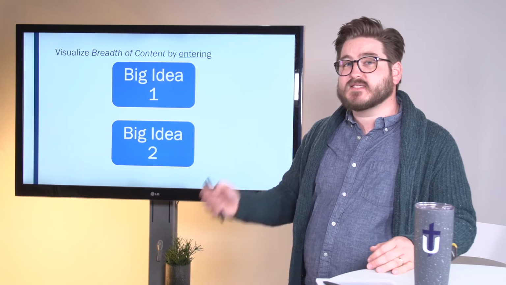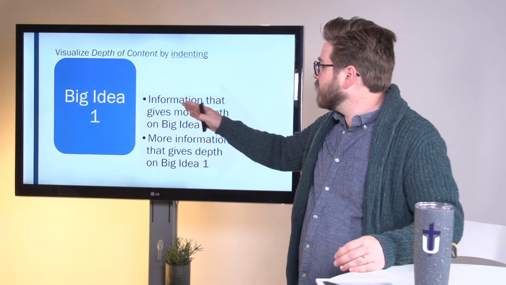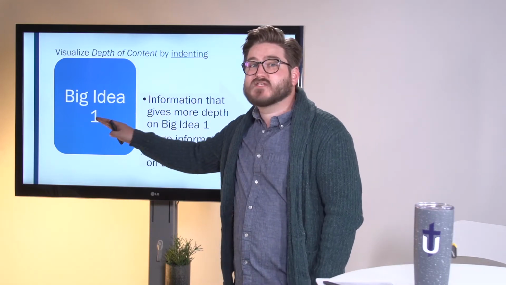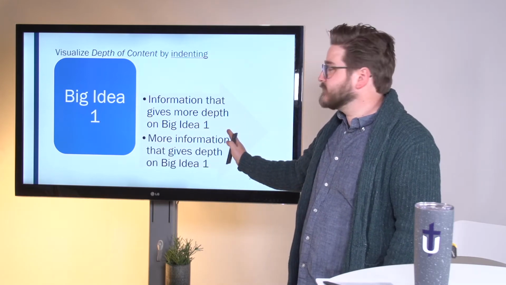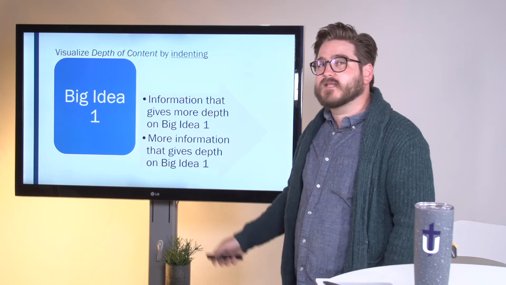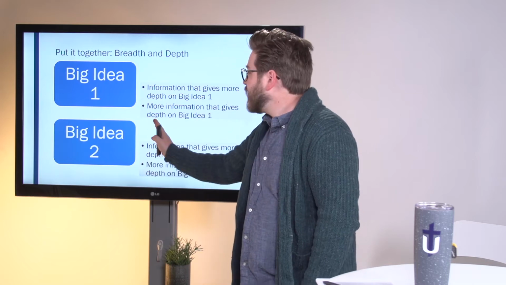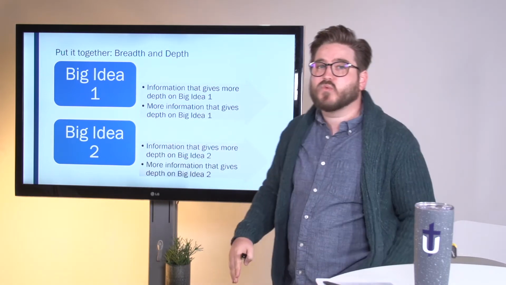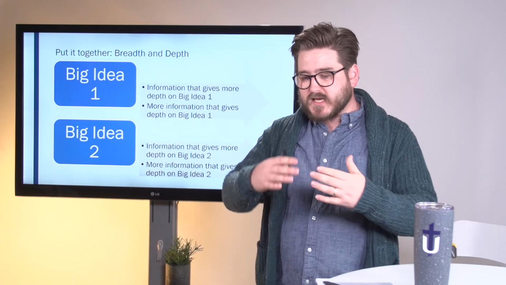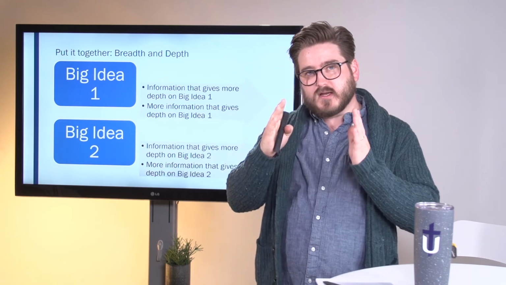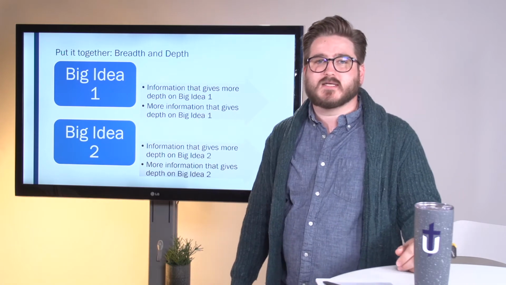We can visualize depth of content by indenting in our outline. Here we have a big idea that we have some depth about because we've indented on the next line. When we add this together, we can see both our breadth and our depth. So we can begin to see as our page fills up, we can see how much we're covering, and we can see the amount of depth we're going into with that content.